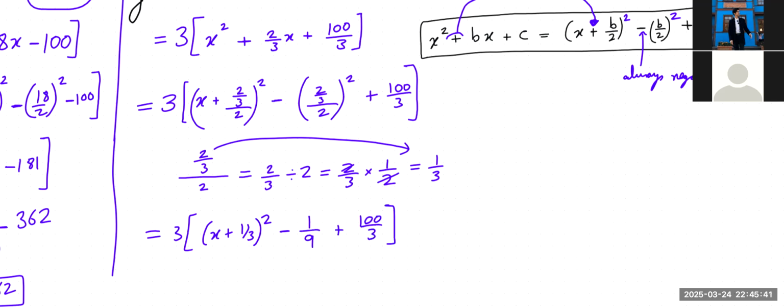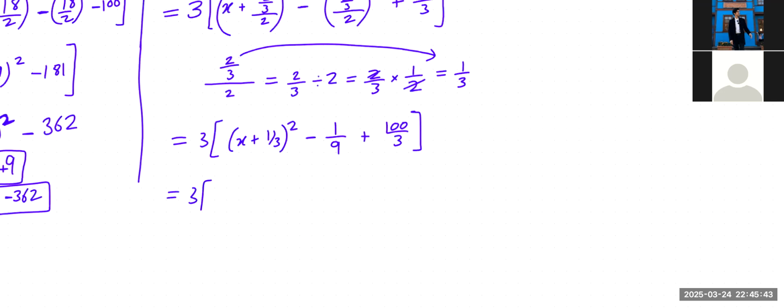Yeah. So let's clean it up further. We have x plus 1 over 3 whole squared. We can multiply this and this by 3 to make the denominators the same so we can add them, right? Because we're going to have 300 over 9. So 300 minus 1 is 299 over 9.